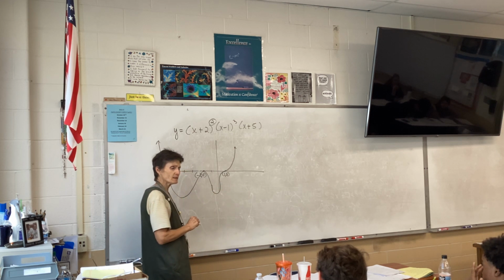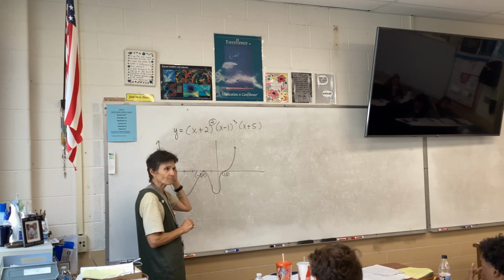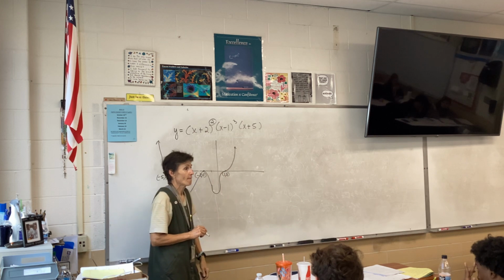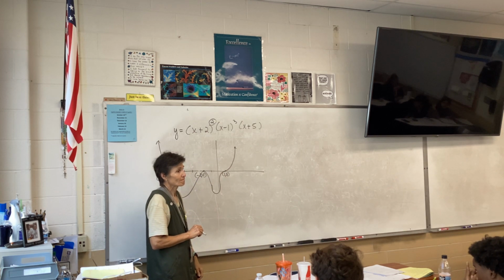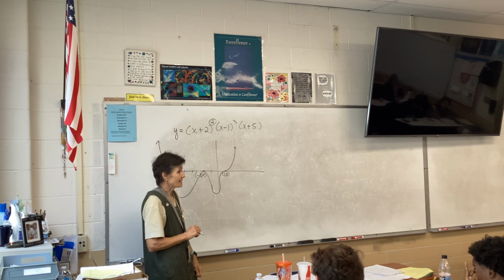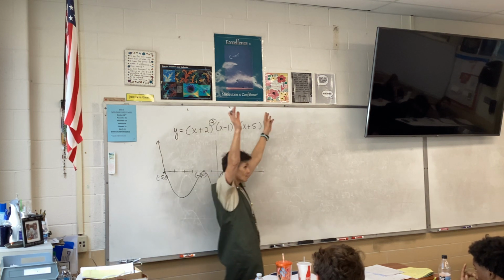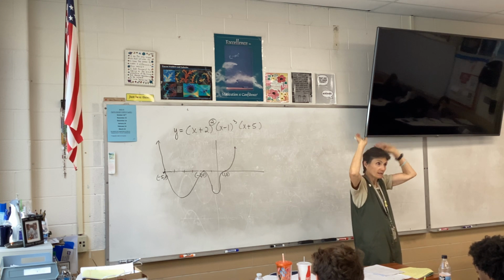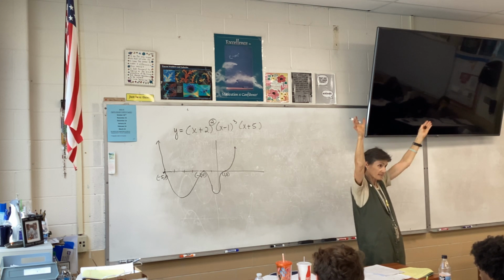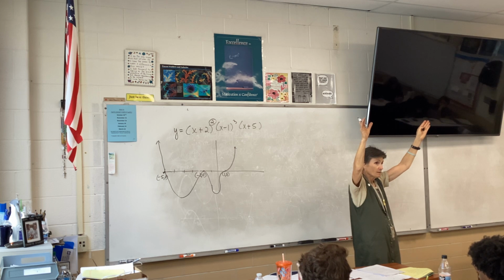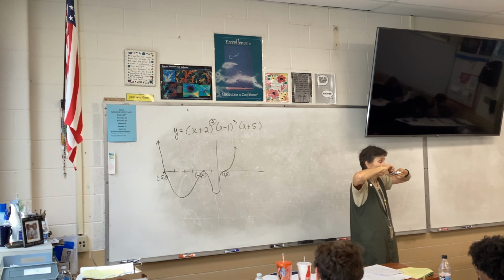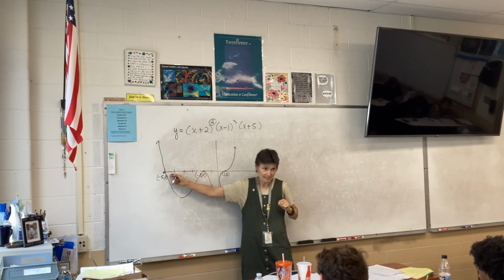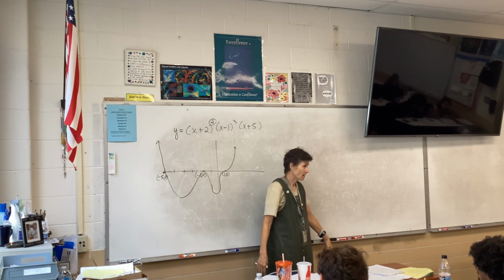Wait, first, how did I know it started up there? This is positive. How many X's are there? No, there's 2, 5, 6. There's 6. 6 is even. How do evens behave? Up, up. Unless you put a negative in front of them, evens are up, up. Think of x squared, even, up, up. If there had been a negative in front of that, these behaviors would be exactly the same, but it would have started down.